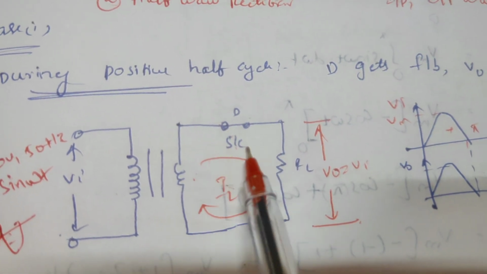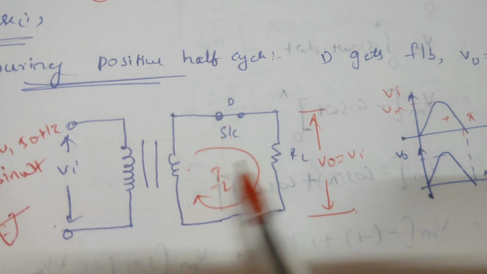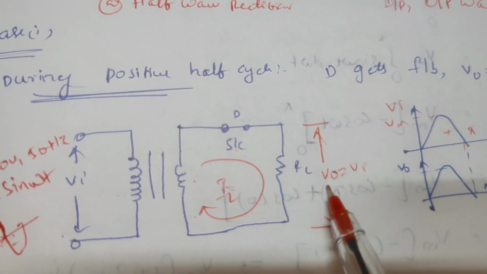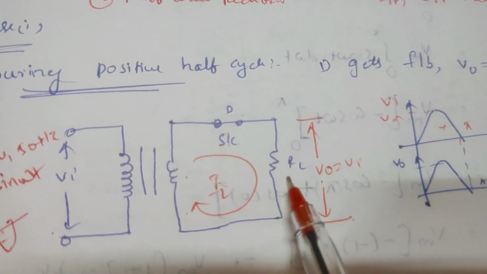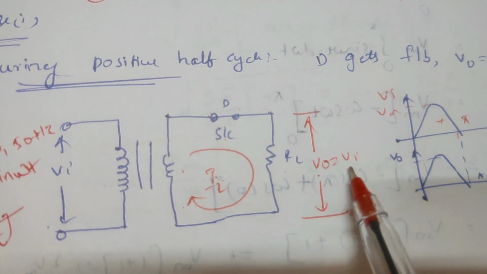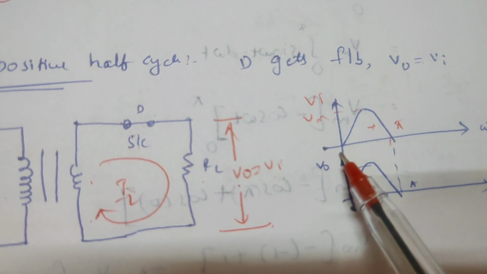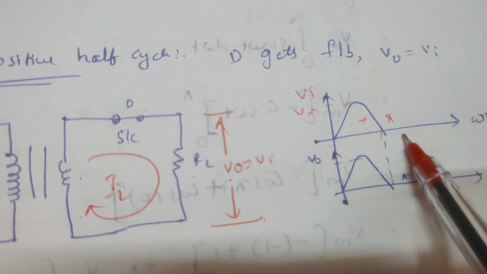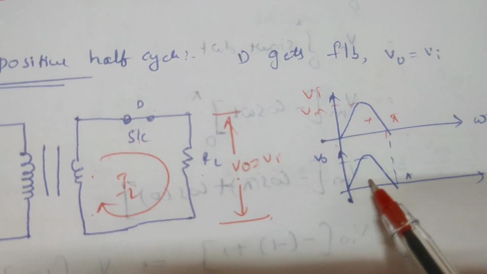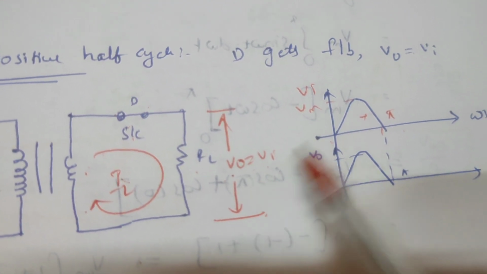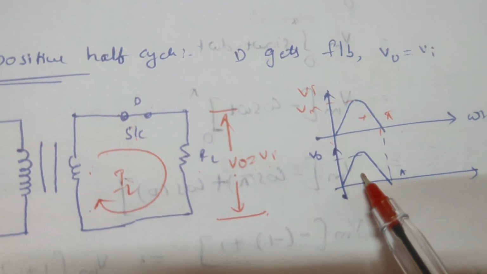So the maximum current flows through this load resistor. The voltage developed across this load resistor is simply your input voltage. The output follows the input voltage. So for the positive half cycle, from the time interval 0 to pi, you'll get the maximum output. Whatever the input is, you'll get that as output.